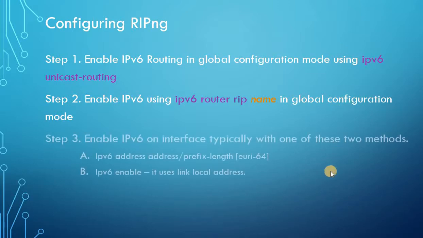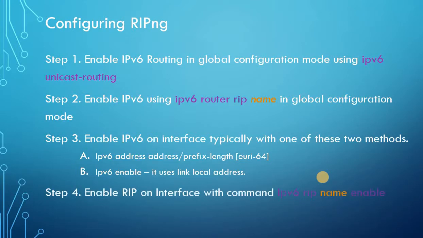The third step is going to be enabling IP addresses on the interface, and you can consider the third step as the first step as well. So you can configure an IP address on the interface first, then enable IPv6 unicast routing, and then enable this router RIP.